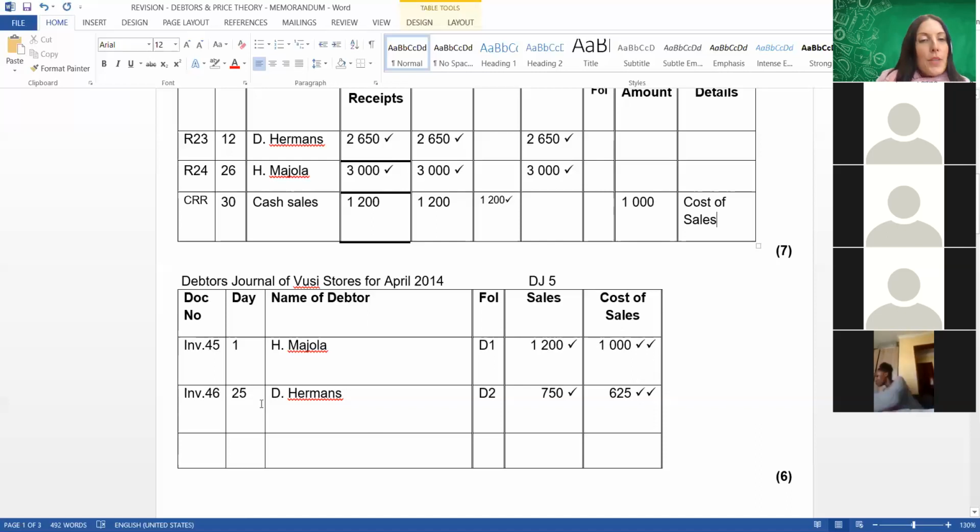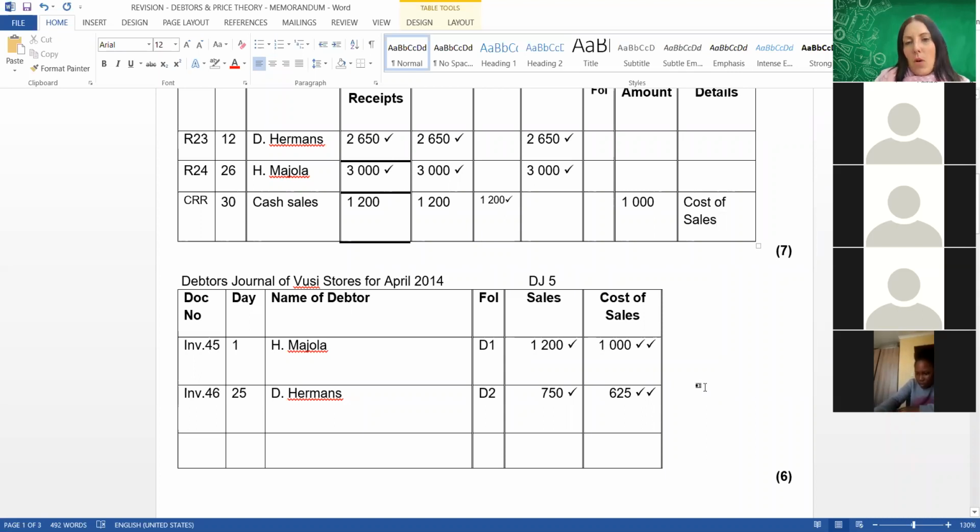Then the next one that should be in your debtors journal was on the 25th, where they said credit sales of merchandise to D. Hermans, 750 Rand. So that credit sales tells you that it can't be in the CRJ, it must be in the debtors journal. So invoice 46, the day is the 25th, D. Hermans, folio, you can number them any number, they didn't give us numbers, 750 in sales, and if you work out your cost of sales, you get 625. And that is our debtors journal.